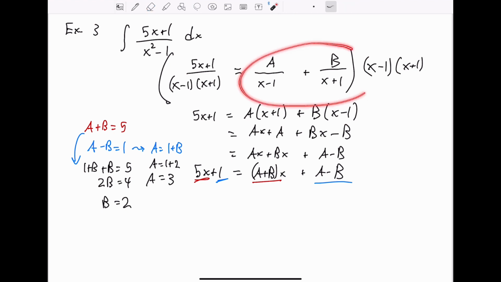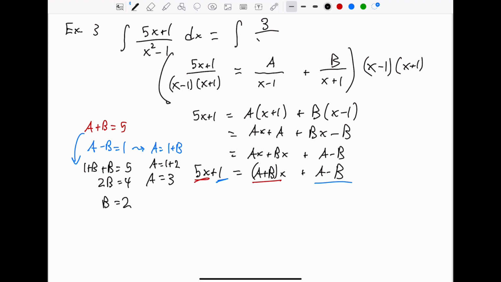I will put those constant values into the decomposition form. So I can rewrite my integral as the integral of a over x minus 1, but a is 3, so 3 over x minus 1, plus b, 2, over x plus 1 dx.